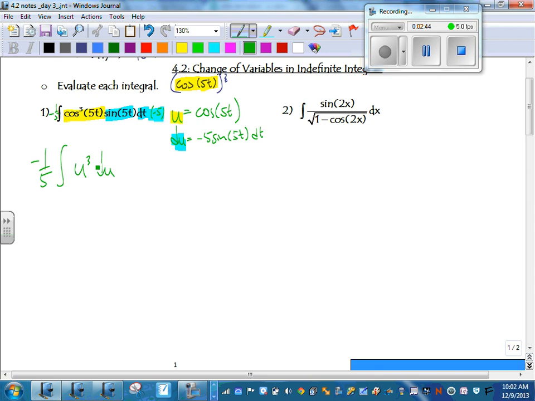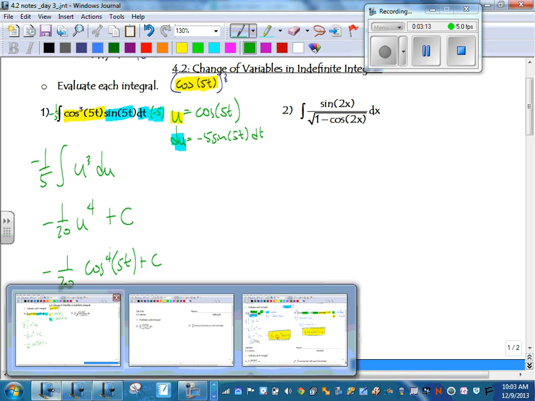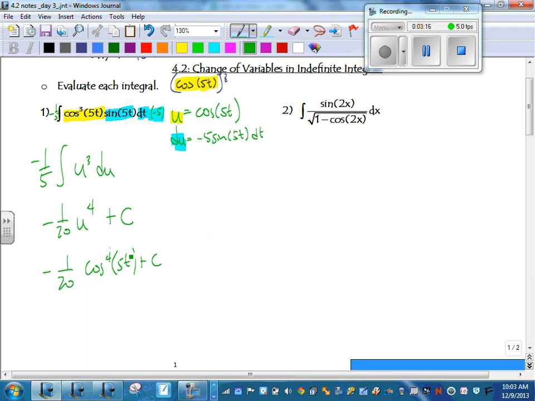All right, we can do the antiderivative of this. We add 1 to the exponent, so u to the 4th, and then divide by this new exponent. So divide by 4 or multiply by 1/4, we get negative 1 over 20 u to the 4th plus c. And then our final answer should be in terms of t, since that's what the problem started in terms of. So we end up with negative 1 over 20 times cosine to the 4th of 5t plus c. All right, so make sure you're not putting the 4 next to the 5t. Remember the notation, we put it right next to the trig function for that exponent.